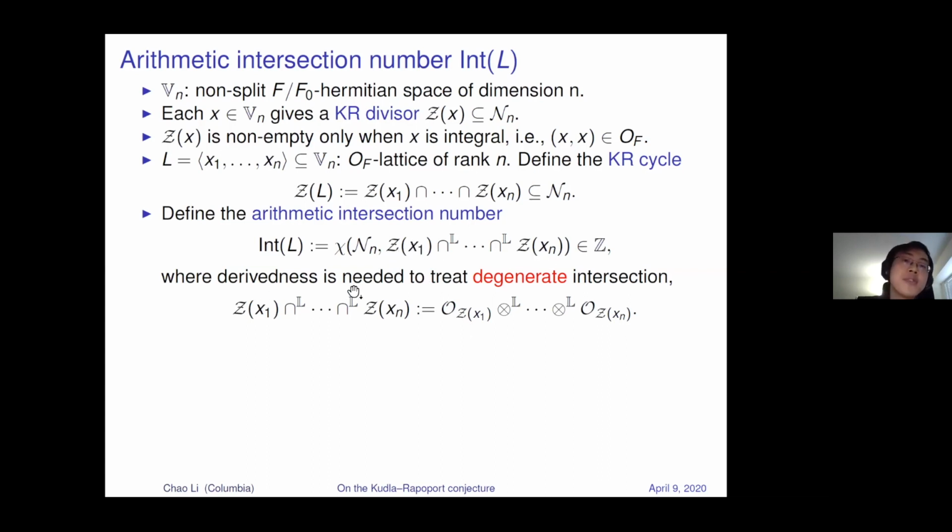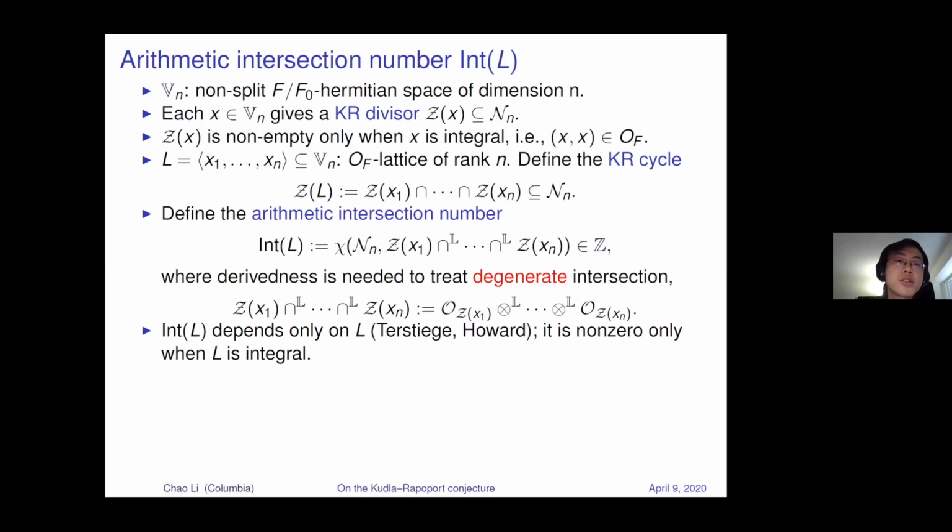This derivedness, these higher Tor terms, will be needed to make the degenerate intersection number more well behaved. But in any case, associated to a lattice, I get an integer, which is the arithmetic intersection number. Moreover, you can show that this intersection number depends only on the lattice and not on the choice of the basis x1 through xn. Again, by the moduli interpretation, this arithmetic intersection number is non-zero only when the lattice is integral.